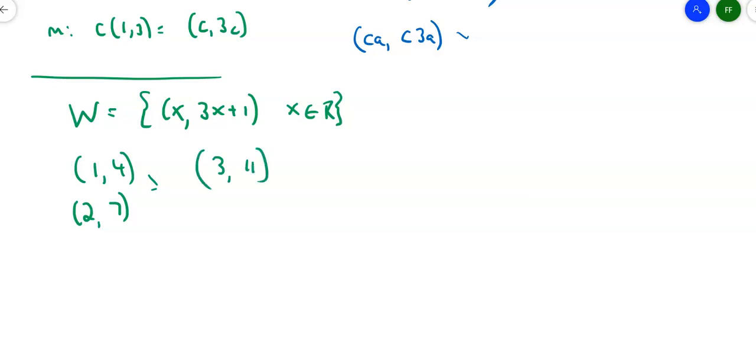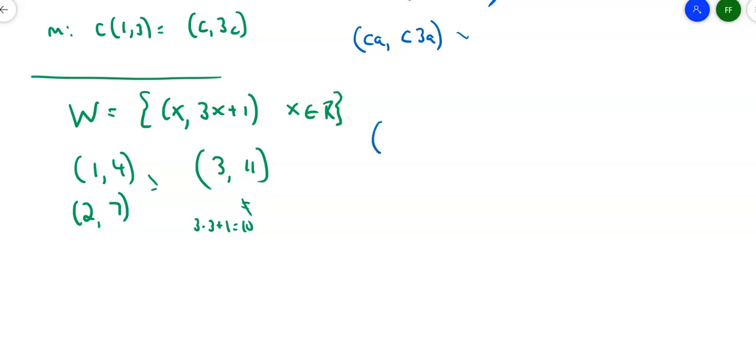Is that something in the form where the second element is 3 times the first plus 1? Well, 3 times the first plus 1 would give me 10. No, that's not equal. So W is not a subspace. It fails closure under vector addition. I could do a more general case of this, right? So if I were to write a proof, I wouldn't write it with just those individual values. I would try to give a more general case.